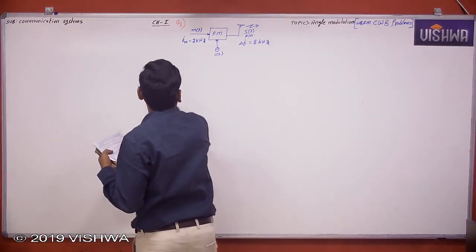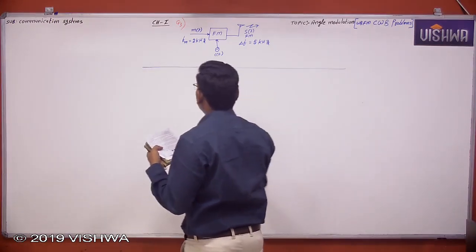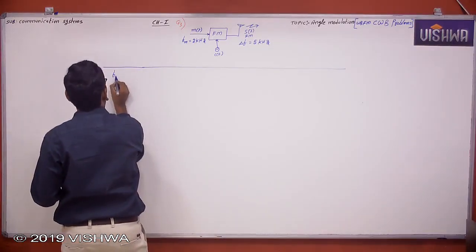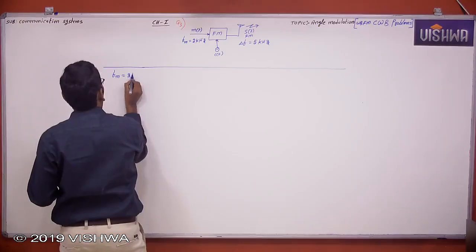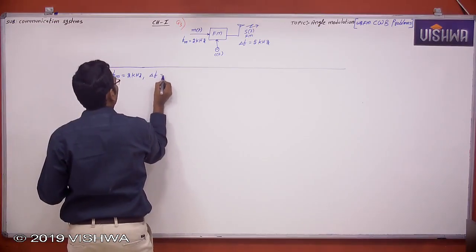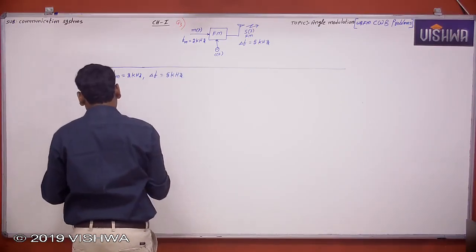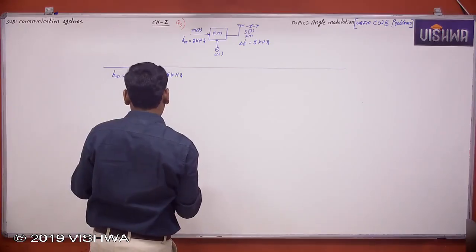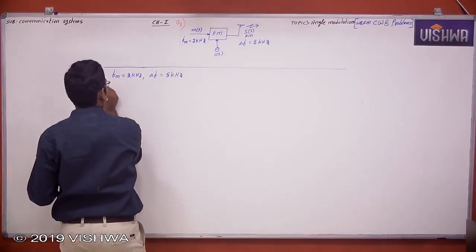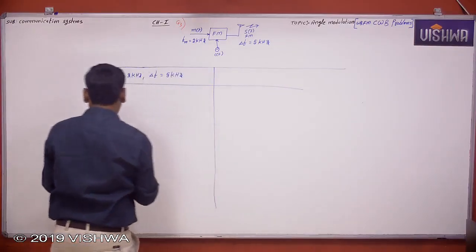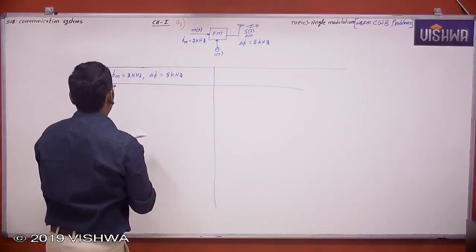Now what he is asking here is also asking 2 bits. The frequency of the message signal is 2 kHz and the frequency deviation is 5 kHz. This is given. Then he is asking to find the bandwidth. What is bandwidth? Very simple question.